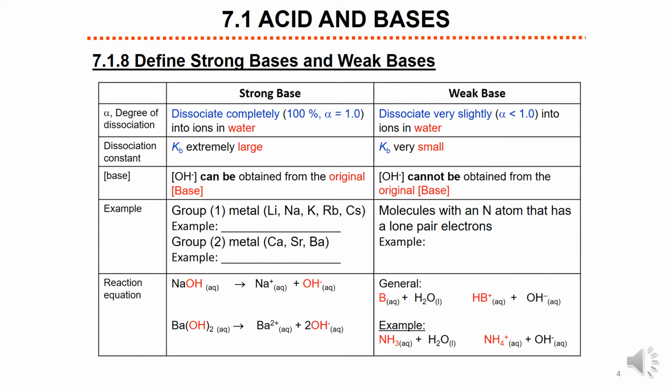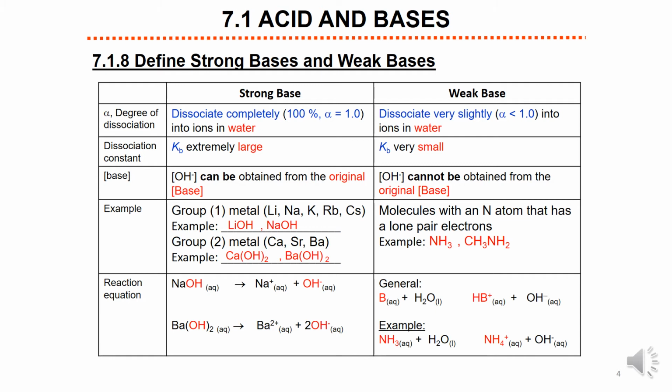Concentration of base. For a strong base, the concentration of hydroxide ion can be obtained from the original base. For a weak base, the concentration of hydroxide ion cannot be obtained from the original concentration of base. These are some examples of strong bases: lithium hydroxide, sodium hydroxide, calcium hydroxide, and barium hydroxide. For a weak base, a molecule with a nitrogen atom that has a lone pair of electrons is the best example of a weak base. Examples: we have ammonia and methylamine.